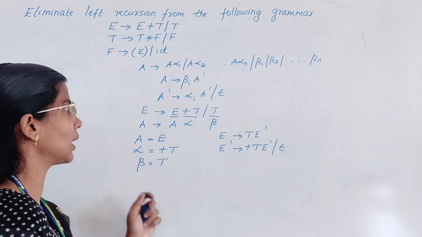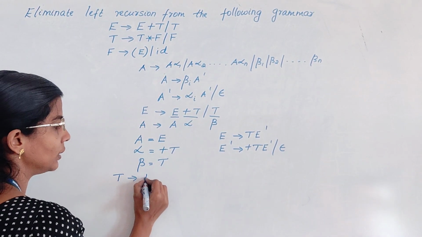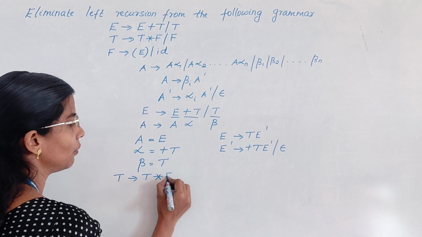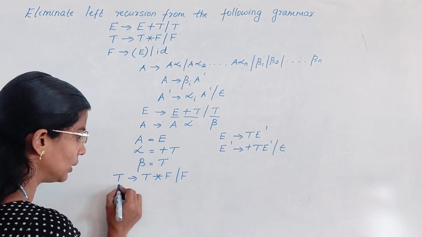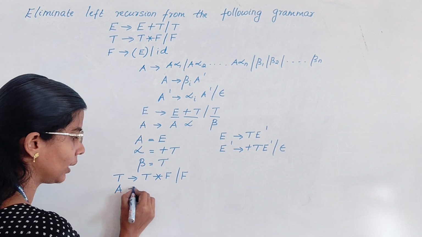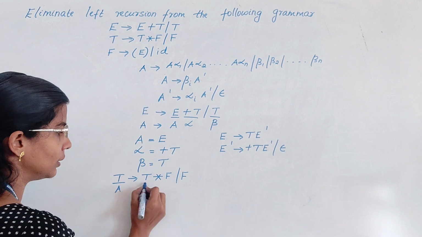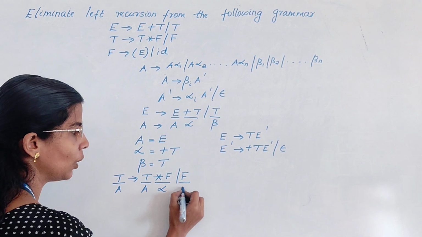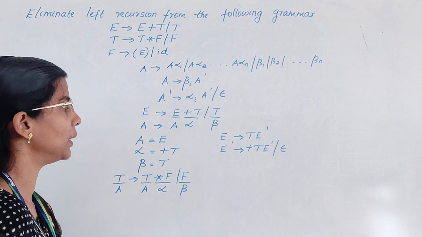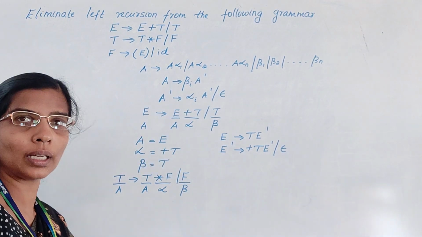Now see the second one. What is the second rule? T tends to T star F, and F. So this is my A. I'll write this. This is your A. This is again A. What about this part? It is the alpha part. What about this part? It is the beta part. This part is your beta part.